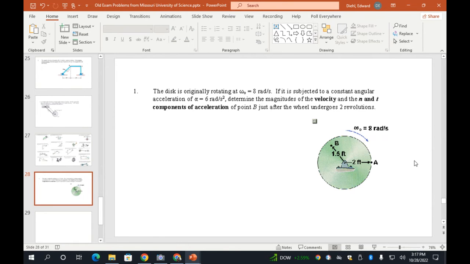All right, so this disk, originally rotating at 8 radians per second, is subjected to a constant angular acceleration of 6 radians per second squared. Determine the magnitudes of the velocity and the n and t components of the acceleration at point B just after the wheel undergoes 2 revolutions. So can you think your way through this problem, is the question.